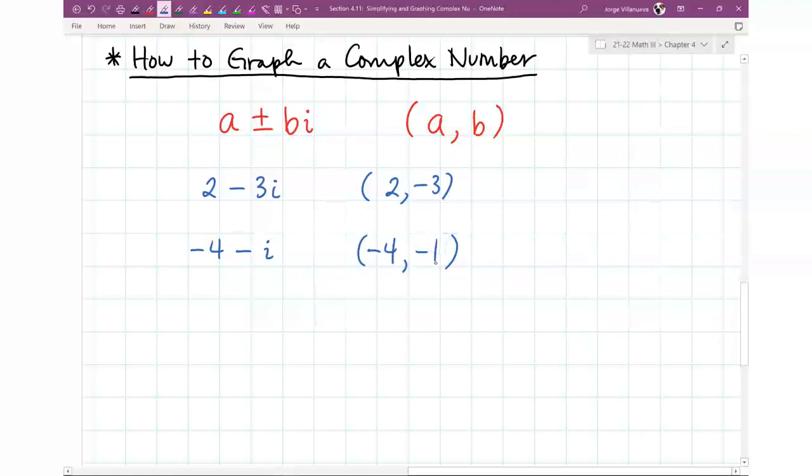What if I gave you, let's say, 6 plus 4i? What is that point? 6, 4. Thank you. Okay. Does that seem hard to do? Just a, b. That's all you're putting into that little point. So how do you graph it?